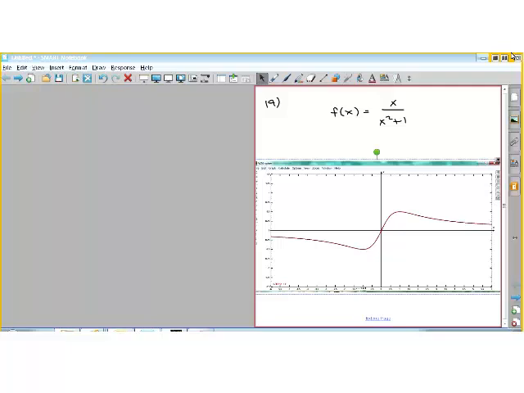Number 19. Our function is x divided by x squared plus 1, and below you can see the graph. If we were to just look at it graphically, I would see the curve bending down, so the inside of the curve is that way. At some point here, I'm not exactly sure where, it changes and starts pointing upward.